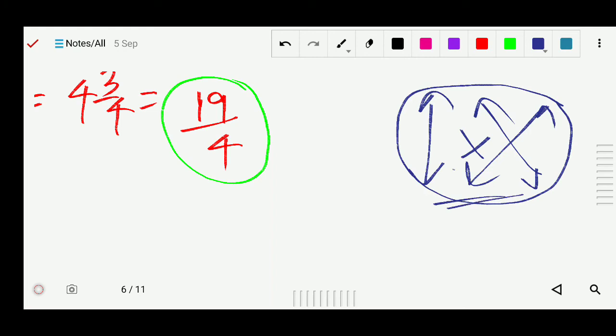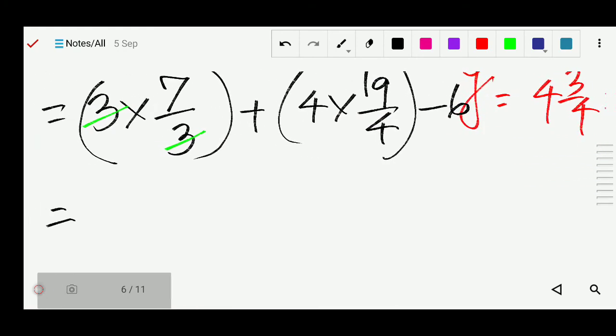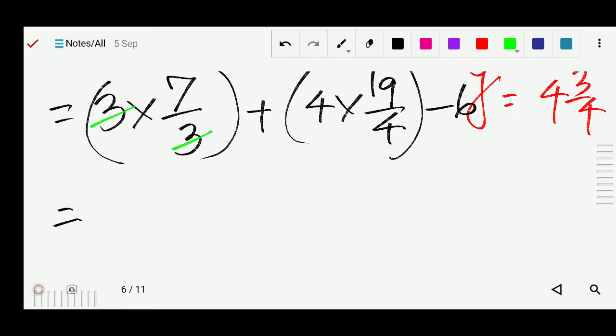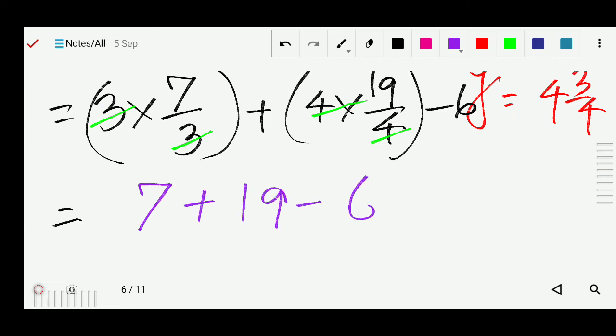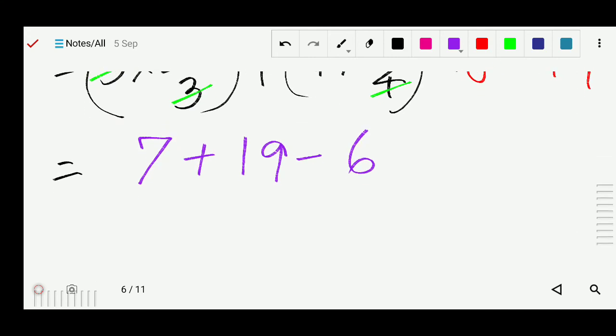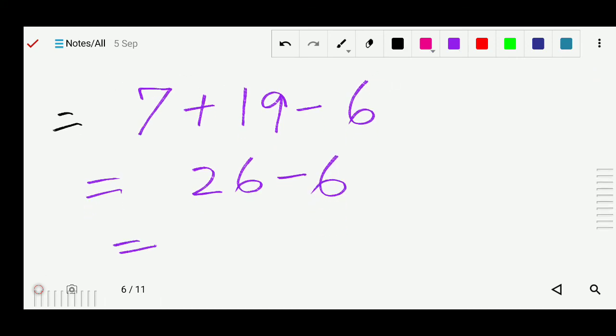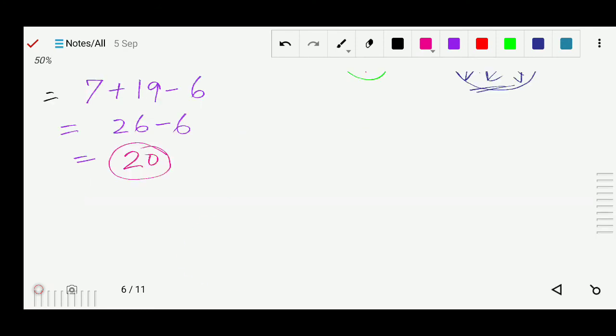Okay, so here also we can do the same thing. Here also we can divide, 4 will be cancelled. So now here remains only 7. Now here is only 19 and minus 6. So 7 plus 19 will be 26 minus 6. So 26 minus 6 will be 20. So what is our answer? 20. Got it? So our answer is 20.